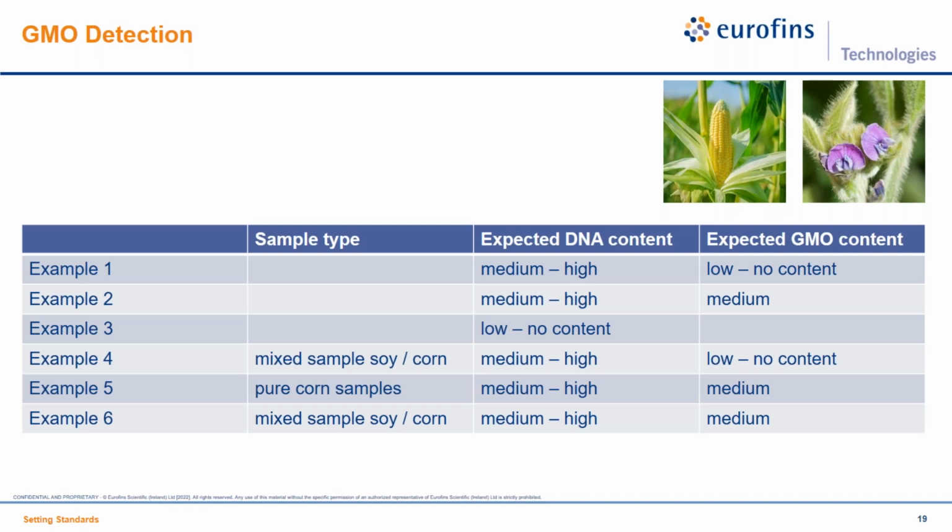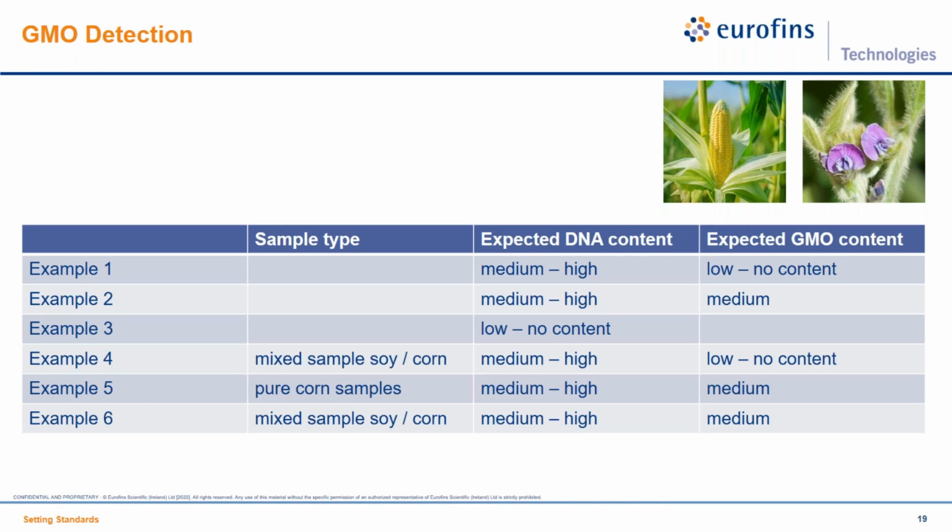So we'll have a look at an example where we have a high or medium DNA content and a low GMO content, or a sample with a low DNA content, and how we can approach the GMO testing strategy. And then the second part, I would like to show you the first step in the strategy, depending on the sample type. So we will have a look at mixed samples and pure samples.